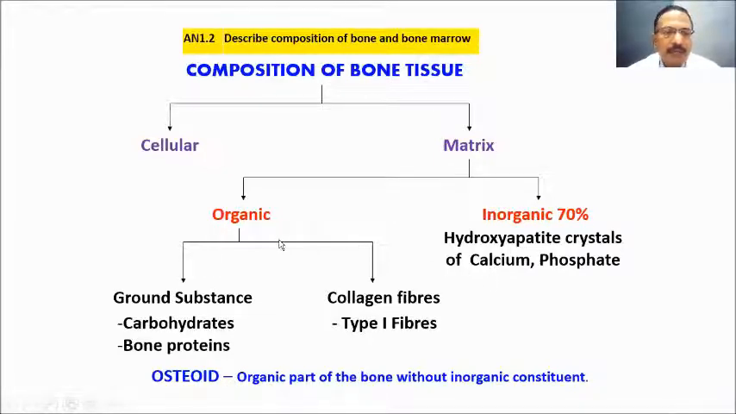When it comes to the organic components, like any other connective tissue, fibers and ground substance are there, and they are produced by the cells only. Here the fibers are type 1 collagen fibers. As usual, the ground substance is made up of carbohydrates, glycosaminoglycans, and various proteins. Together, this organic part is called the osteoid.